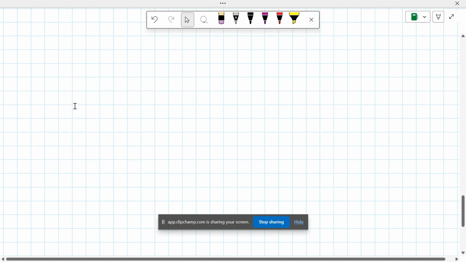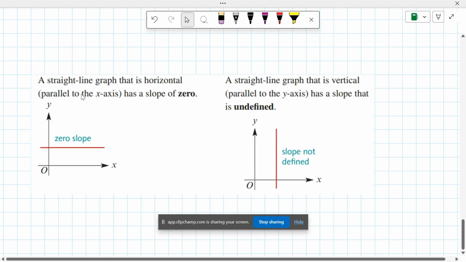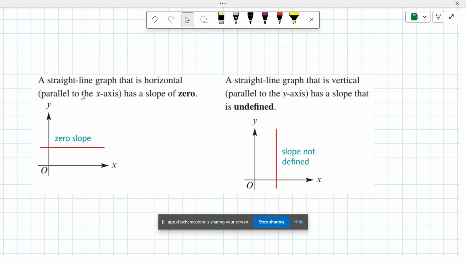Another thing I want you to remember: if the slope is 0, that means a horizontal line. If it's a vertical line parallel to the y-axis, that means the slope is undefined. Please make sure you write this in your reference.